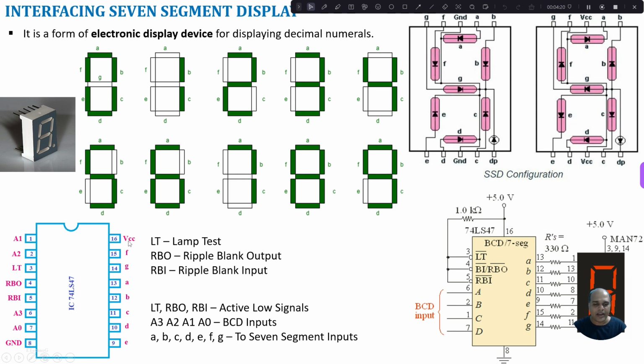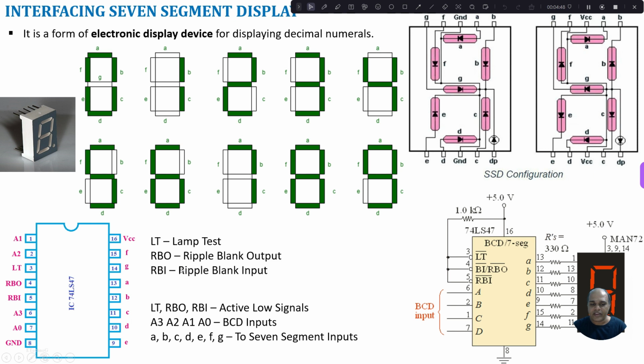The power supply line is pin 16 and the ground line is pin 8, and we also have 3 test lines, which are LT, which is lamp test, RBO, which is ripple blank output, and RBI, which is ripple blank input. These 3 are test signals, and they are active low signals. If I don't want to use them, we can connect these pins to a logic 5 volt.